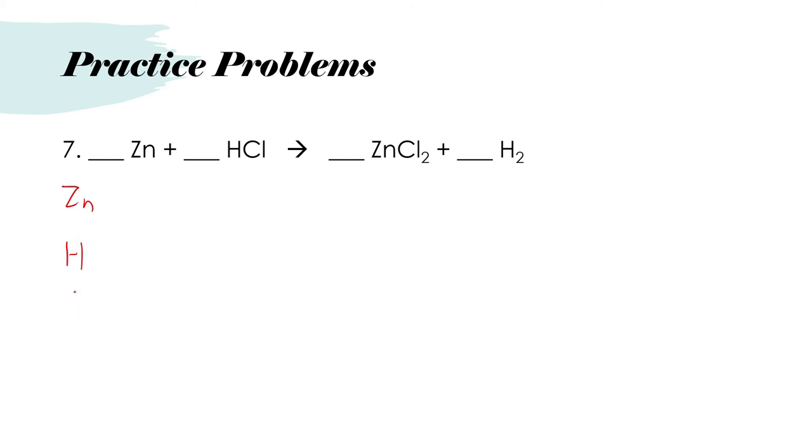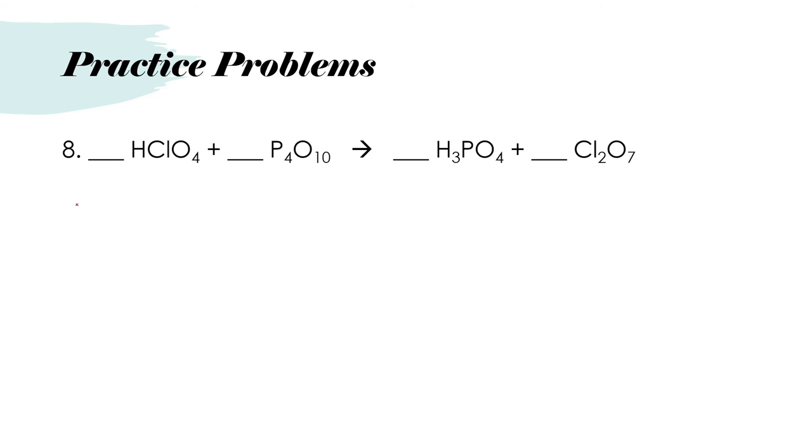But we've got zinc, we've got hydrogen, and we've got chlorine. On this side we have 1, 1, and 1. This side we have 1, 2, and 2. Put 1 here. Put 1 here. We're going to put a 2 here. 2, 2. That's all you got to do for that one. Oh, that should be a 1. I'm sorry. So it should be 1, 2, 1, 1.